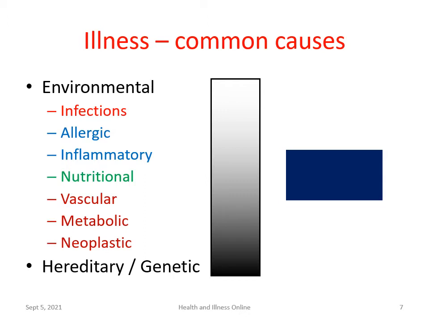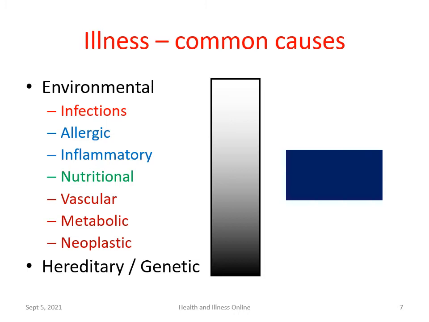Now this slide, the slide number 7, in the middle you see this spectrum, which is darker on the lower end and lighter on the upper end, and that's a spectrum. And a spectrum means that the disease does not have to be totally environmental or totally genetic in origin. However, there are some diseases which are like that.